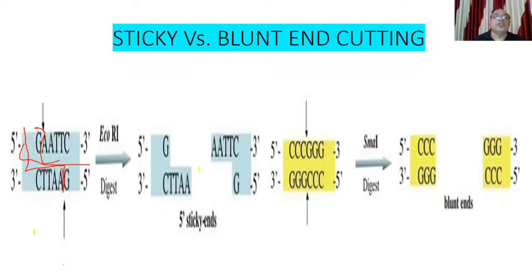And so this sticky end formation is very important and very useful for us while we are pursuing the goals of recombinant DNA technology, that is, while we are in the process of forming the recombinant DNA.